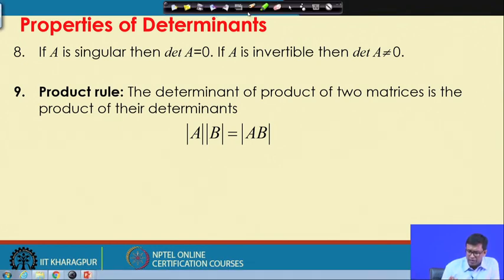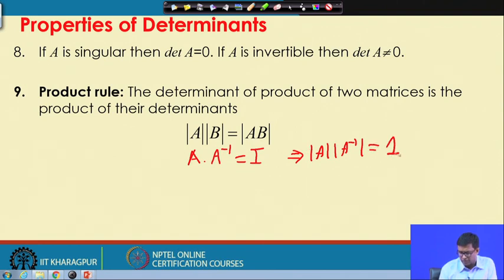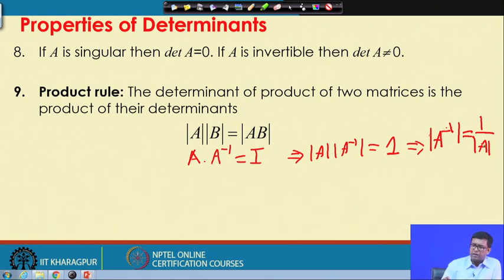And now, we can write A into A inverse is equal to I. Remember, this is doable when A inverse exists. This implies that mod of A into mod of A inverse equals the determinant of I, an identity matrix, which is 1. The determinant of A into the determinant of A inverse is equal to 1, which tells me that the determinant of A inverse is equal to 1 by the determinant of A, and this is again a very important property.